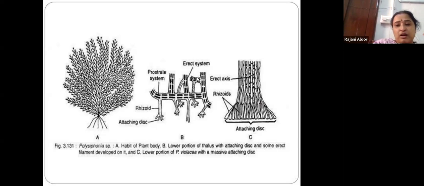This is very important, and questions are often asked about the trichoblast. What is the trichoblast? The erect system consists of a main axis and many branches. The branches are divided into two kinds: the long branch, called the branch of unlimited growth, and the short branch, the branch of limited growth. The branches of limited growth are called the trichoblast.